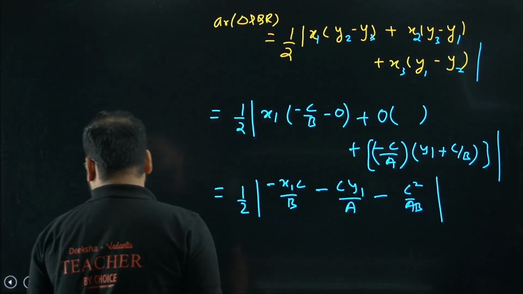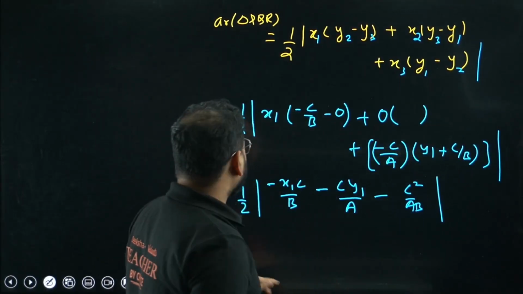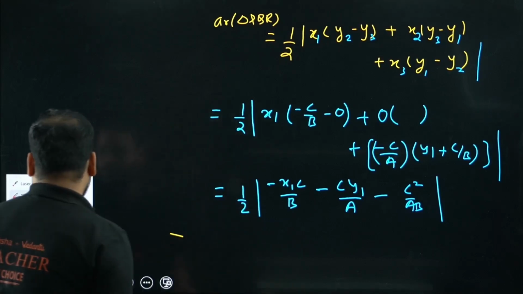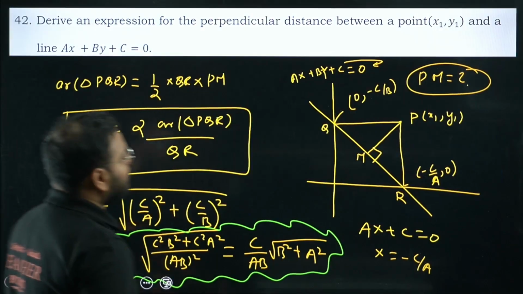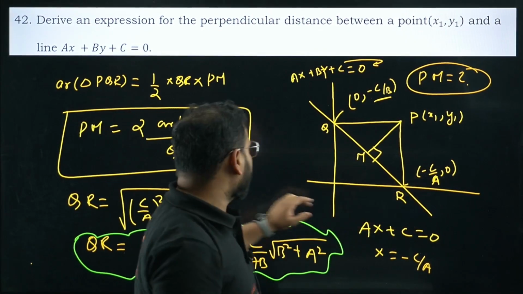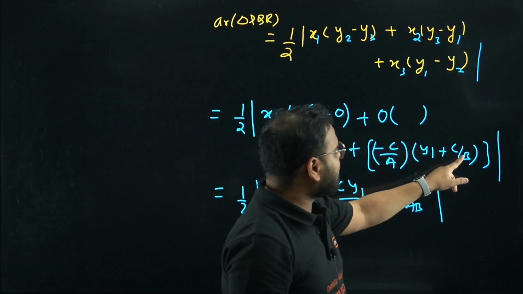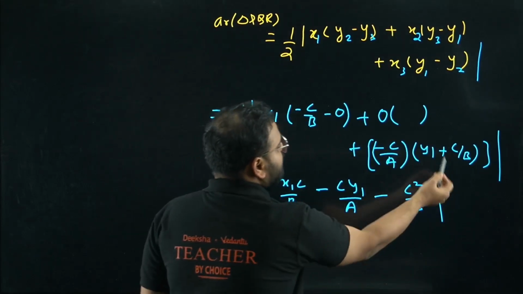Don't worry, check this out. I have y1 minus y2, right? What is y2? What is the value of y2? Have a look. One second, just give me a little bit of time. y2 is here, minus c by b, so negative. Negative of negative will become positive only. Have a look, so minus of minus will become positive. So that's why c by b. Now if you multiply this, it will become minus c square by ab.